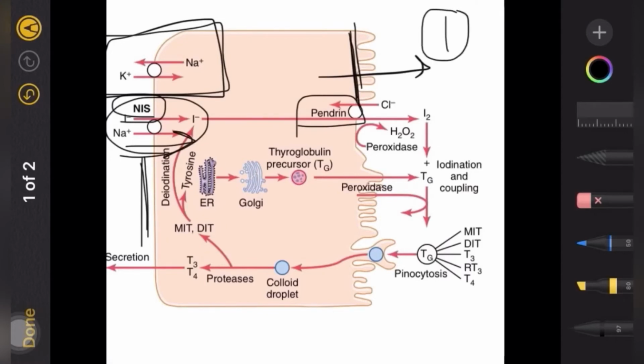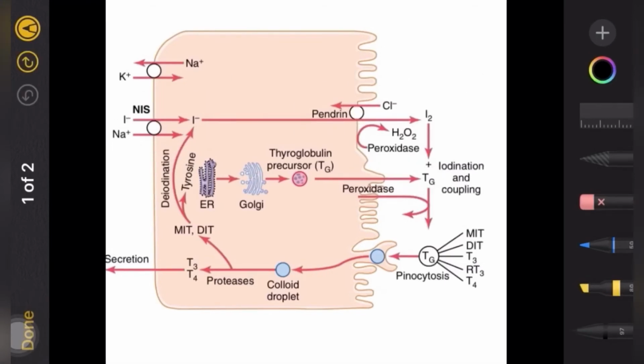The second step is that now this iodide has to be converted into iodine. So this is done by the enzyme called the peroxidase enzyme, and this step is called the second step, that is the oxidation. Now why is this required? Because the tyrosine amino acid present within this thyroglobulin, which is the second ingredient of our thyroid hormone, requires iodine instead of iodide. It cannot combine with the iodide ions, so it has to be converted.